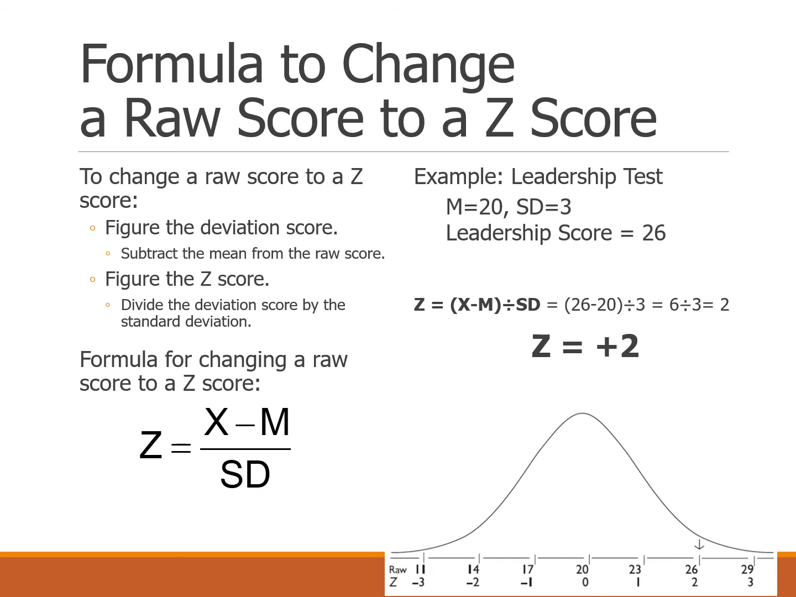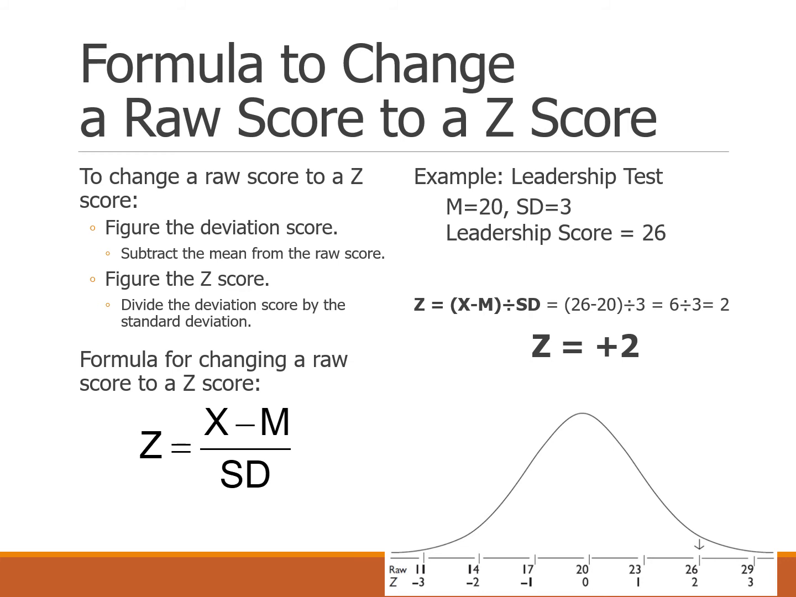Here's the bell curve for this leadership test. It shows the raw scores up here. So 20 is the mean. We see 23 because the standard deviation is 3, then 26, 29. And see right here we have the z-scores: -3, -2, -1, 0, 1, 2, and 3. We have up here the raw scores, 11, 14, 17, 20. Oftentimes you'll see raw scores and z-scores listed together so that it's easy to find where you have the crossover for the score you're looking for.